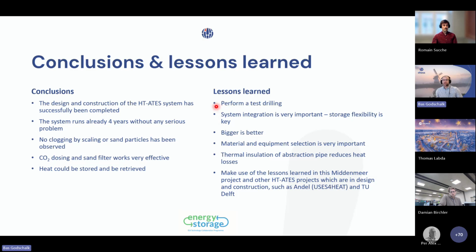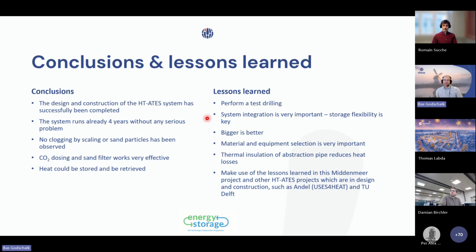Lessons for other projects is, we highly recommend to do a test drilling. It's upfront cost, but very helpful because it gives you a lot of insights and also gives you design parameters, reduce the risk for the construction and also for the exploitation.